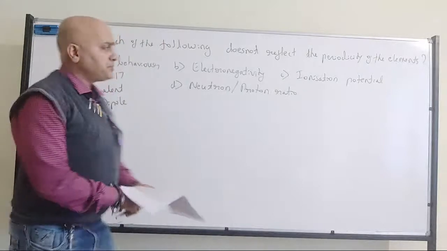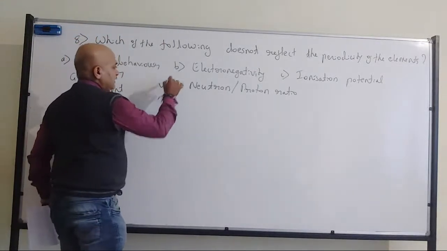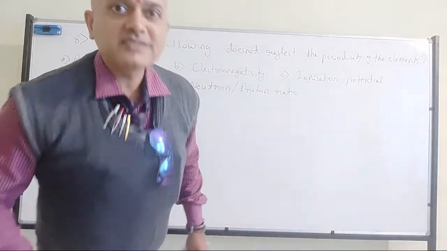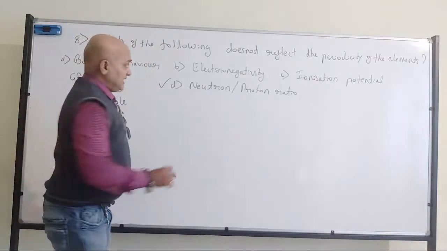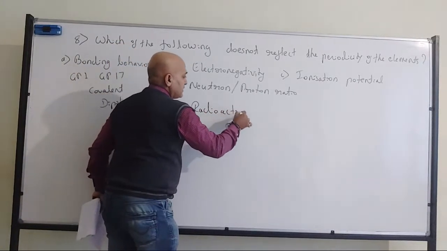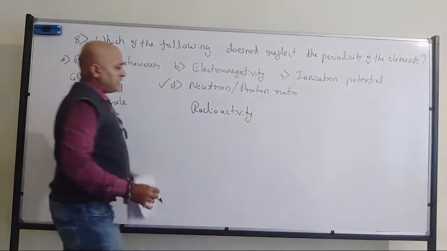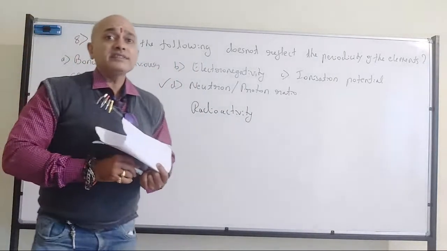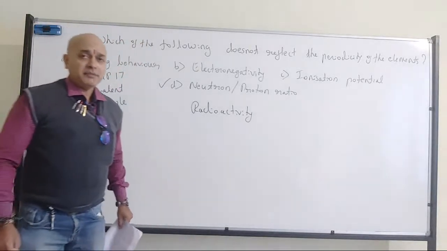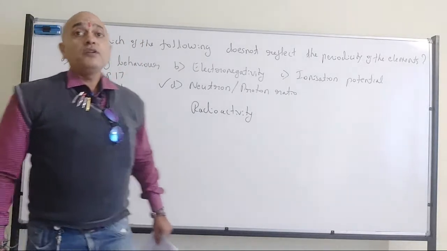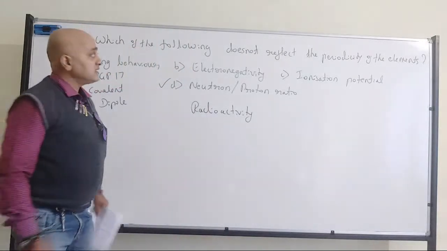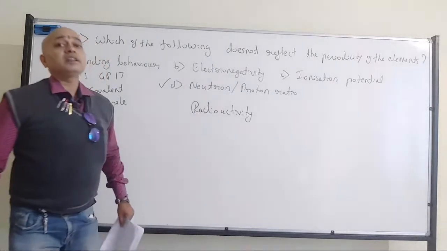So naturally option D should be the answer. Now, neutron-proton ratio. Okay, Mansi, very good. It is related to radioactivity. When I was talking about the actinoid series, I told you they are radioactive elements, and I explained why radioactivity is present. One of the reasons is the difference in neutron-proton ratio.